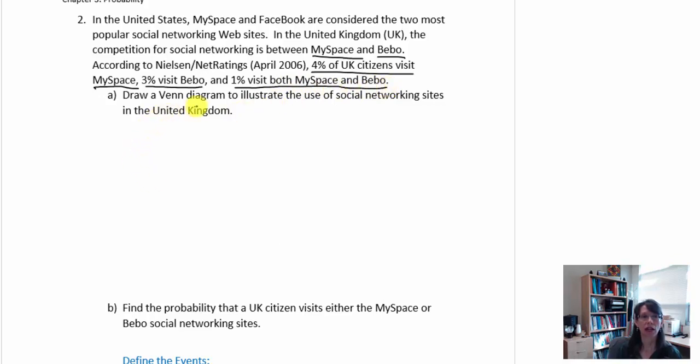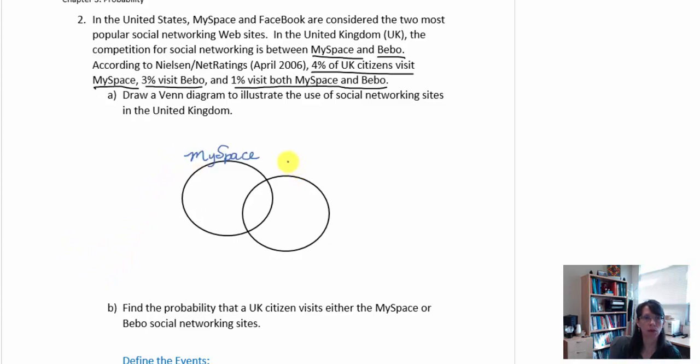Today we'll draw a Venn diagram to illustrate the use of social networking sites in the United Kingdom. So we'll start by looking at how many events we have. One event would be MySpace. The other event is Bebo. So that tells us we need at least two circles for the events. We'll need to label each circle to describe the events. One is MySpace, and the other event is Bebo.